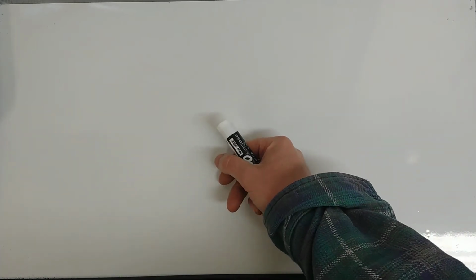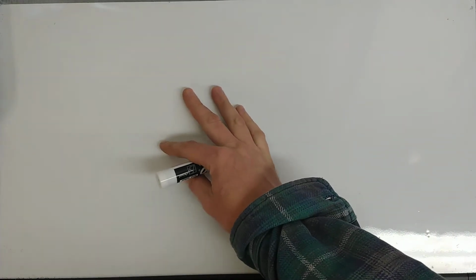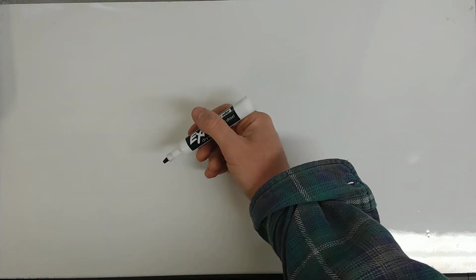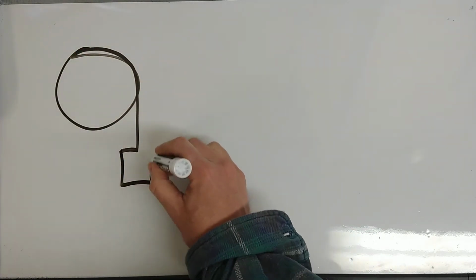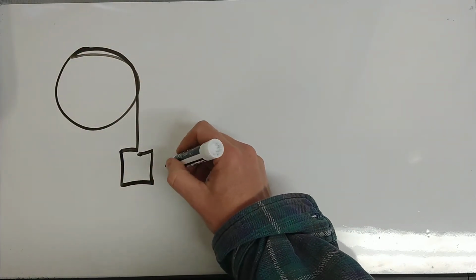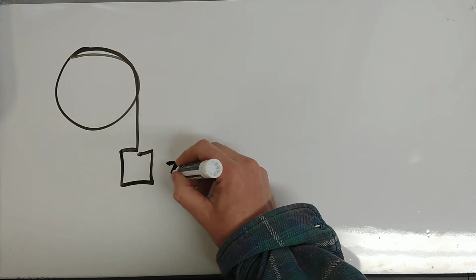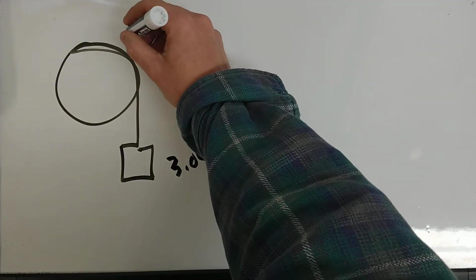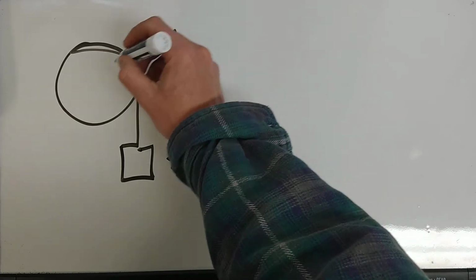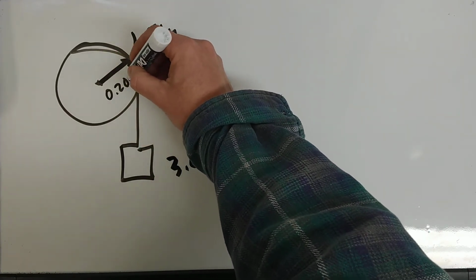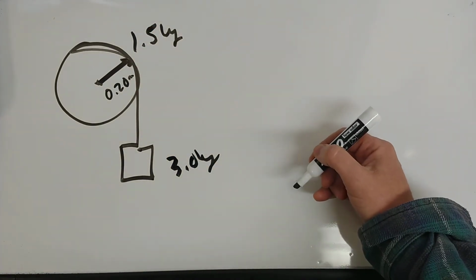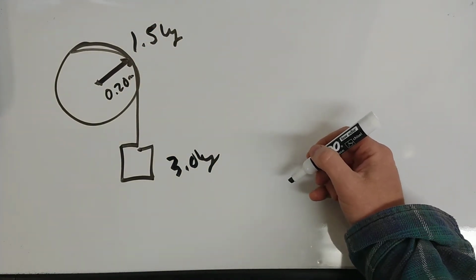So number one that I'm going to do: a mass of 3 kilograms is hung from a string wrapped around a large 1.5 kilogram, 0.2 meter radius pulley. The mass of this guy is 3.0 kilograms. The pulley has a mass of 1.5 kilograms and a radius of 20 centimeters or 0.20 meters. The magnitude of the acceleration of the system is closest to what?